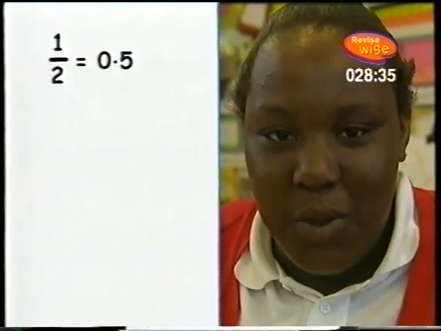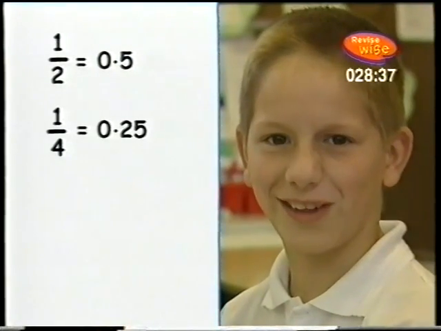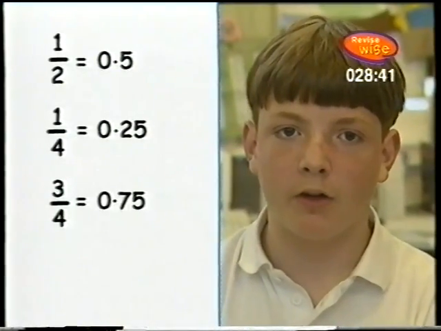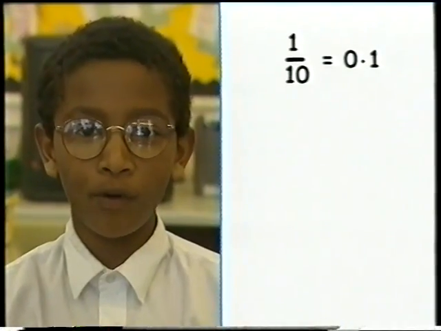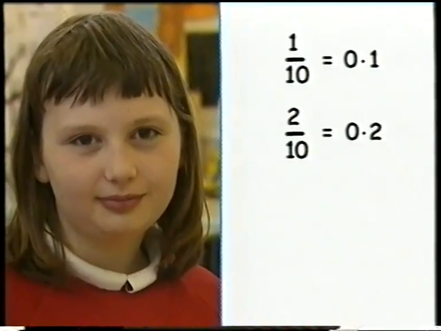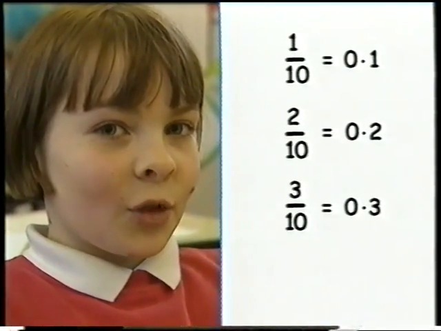Finally, fractions can also be written as their equivalent decimal. That's the decimal number that has the same value as the fraction. Over to our maths team. 1/2 is equivalent to 0.5. 1/4 is equivalent to 0.25. 3/4 is equivalent to 0.75. 1/10 is equivalent to 0.1. 2/10 is equivalent to 0.2. 3/10 is equivalent to 0.3.